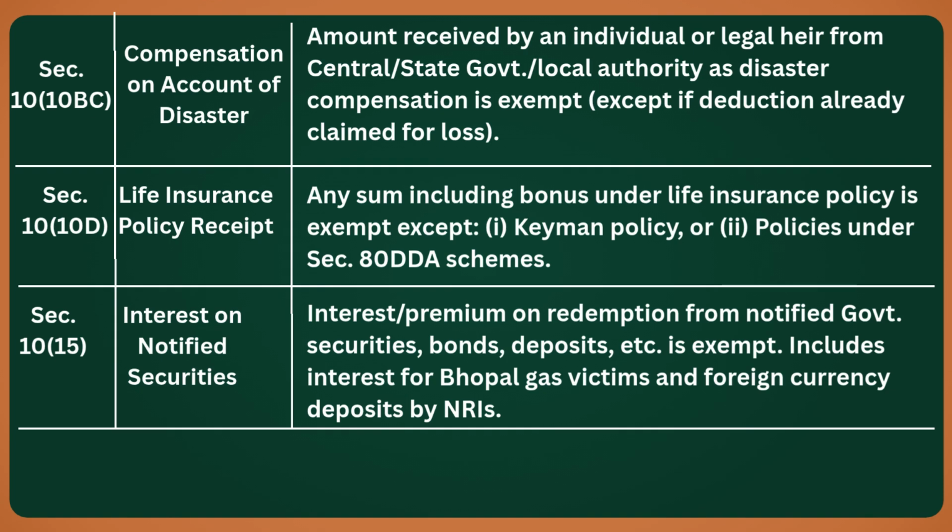Section 10, Clause 10D, Life insurance policy receipts. Sums received under a life insurance policy, including bonuses, are generally exempt from tax. There are exceptions. Payments under a keyman policy, and policies specifically covered by Section 80DDA schemes, are excluded from this exemption. Section 10, Clause 15, Interest on notified securities. Interest, premium on redemption, or other payments on notified government securities and bonds.